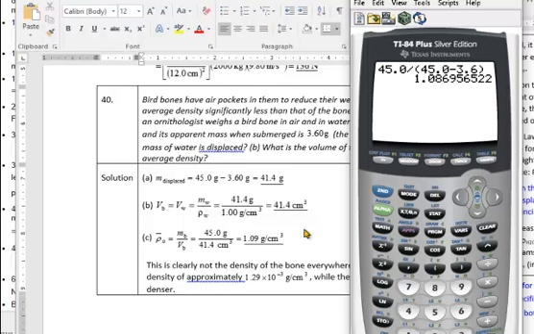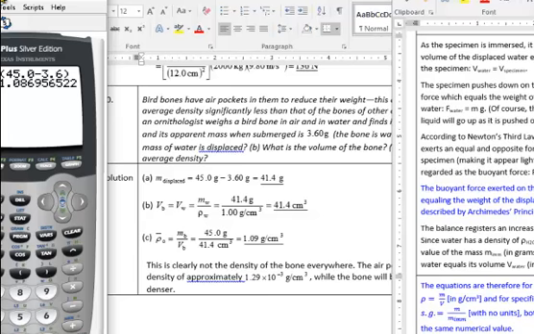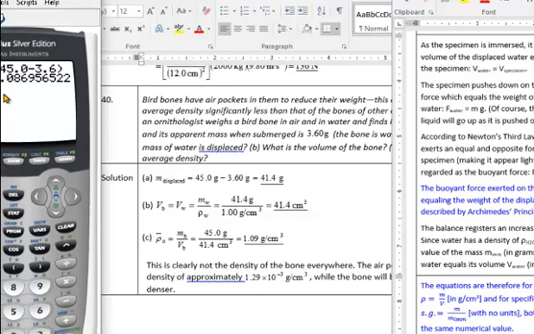The bird doesn't swim in water, so the bone actually would sink in water, but the bird of course flies in air. It still needs lift from the wings, but at least that makes the bone less heavy, and therefore it's just easier for the bird to fly.